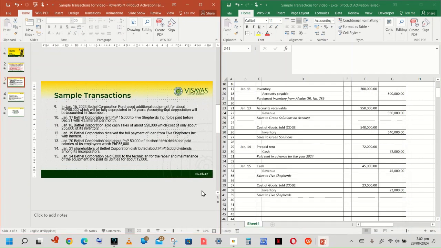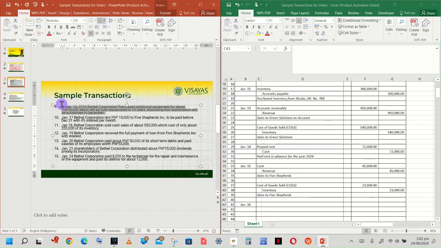Alright. So, for January 16, I will be indicating the date. Our transaction would be Bethel Corporation purchased additional equipment for about 50,000 pesos, which will be fully depreciated in 10 years. Kumbaga, wala siyang scrap value. Assuming that the depreciation will be accounted on December. So, highlight again natin kasi December, gagamitin ulit natin itong information na to.